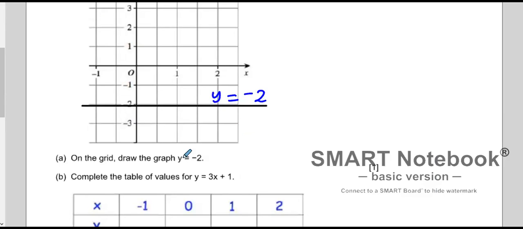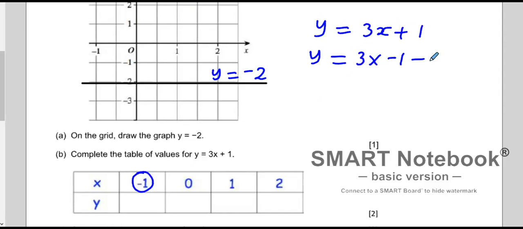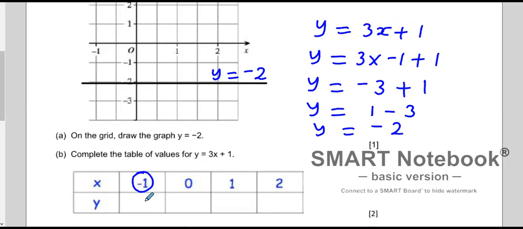Next question is, again, to complete the table of values for y equals 3x plus 1. So what you're supposed to do is complete this table. You go back to this equation, y equals 3x plus 1, and find the value of y when x is -1. So it will be 3 times -1 plus 1. Y will be equal to 3 times -1, which is -3, plus 1, which is the same as 1 minus 3. And y will be equal to -2. So here you write -2.